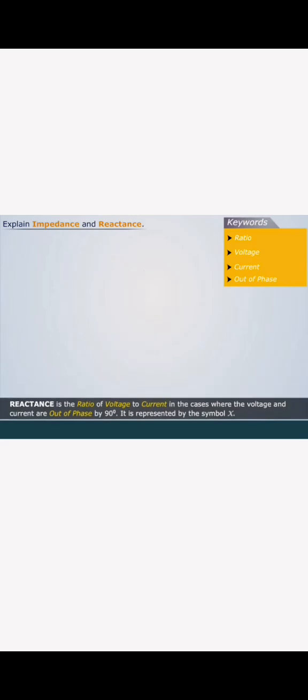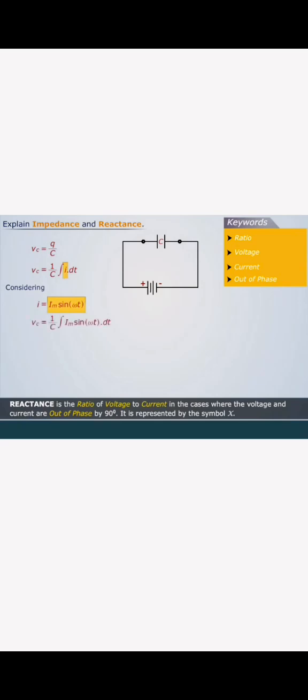In case of a capacitor, we have studied that the voltage depends on the amount of charge stored on its plates. From the definition of capacitance, we know that q = CV. Considering that current I is alternating in nature, we have I = Im sin(omega t). Substituting this value of I in the above equation, we get the expression for V. Upon integration, we get the result, where the term implies that the current phasor is leading the voltage phasor by 90 degrees.